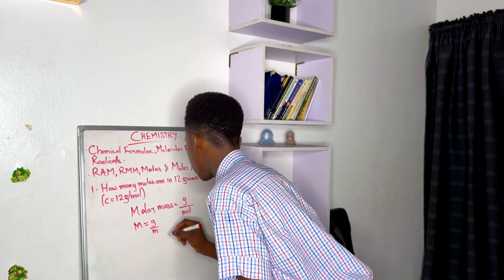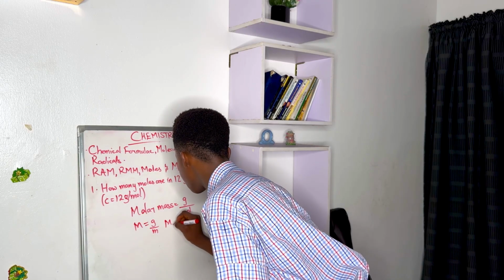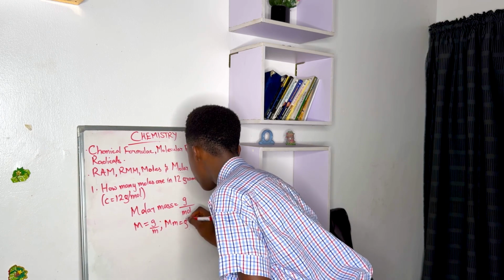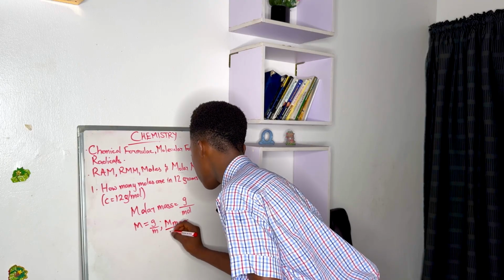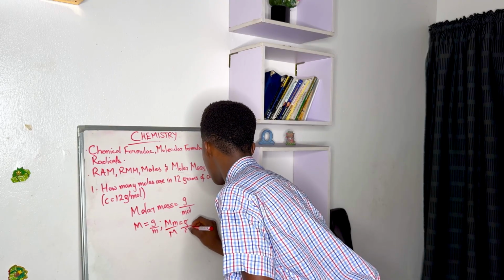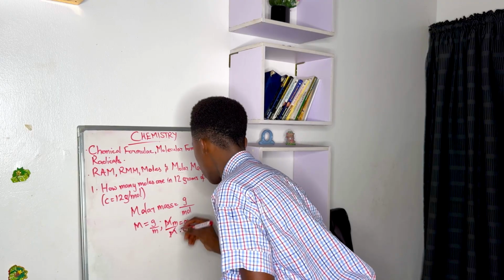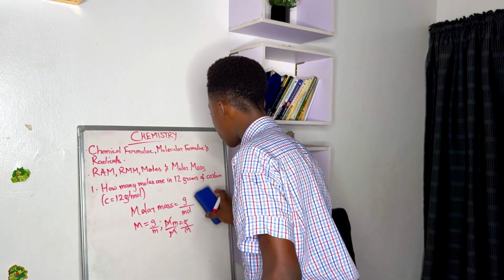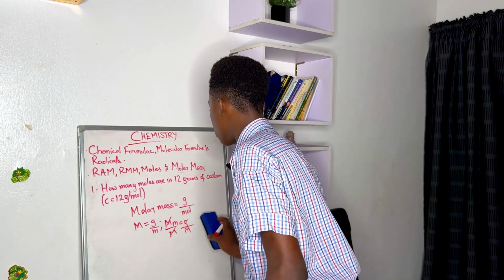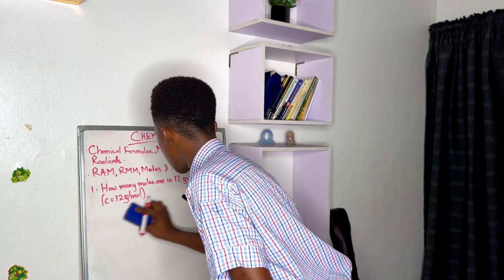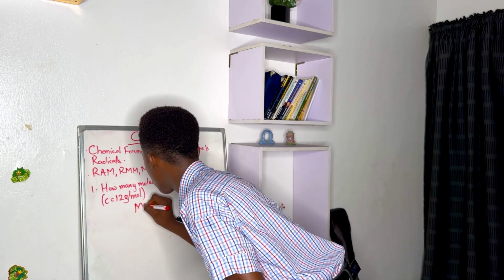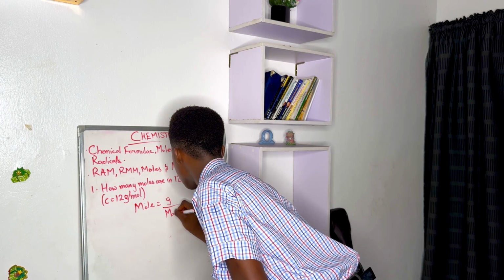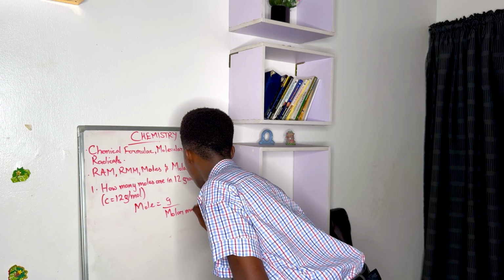To make this the subject of the formula, I cross multiply. So I get capital M multiplied by lowercase m is equal to the grams. And then to make lower m the subject of the formula, I divide both sides by molar mass. And so from this, I have already made the mole the subject of the formula. So mole is gotten by the mass divided by the molar mass.